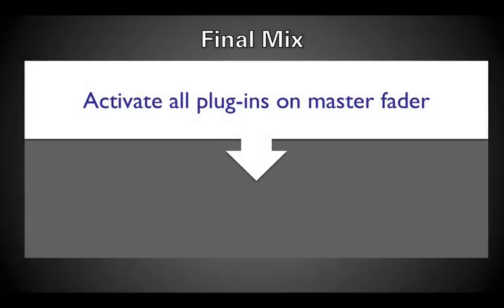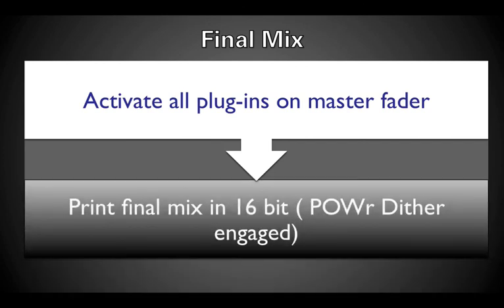Now you want to print the one that goes to the A&R guy or the client themselves. You want to activate all the plugins on the master fader. And you want to print this with dither engaged. So either you use the Maxim dither, or even better, use as fourth plugin, use power dither and set it to 16-bit and then print your mix.